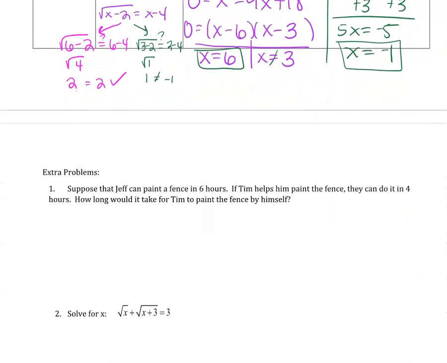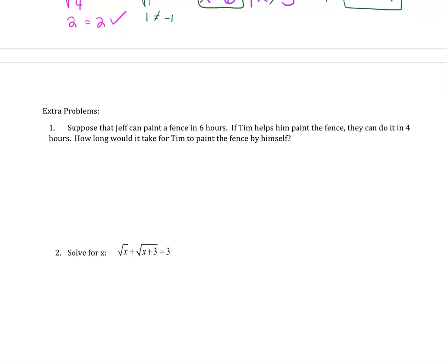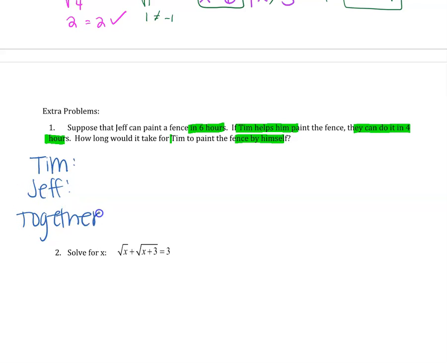All right, extra problems that we talked about. Working together problems. Suppose that Jeff can paint a fence in 6 hours. If Tim helps him paint the fence, they can do it in 4 hours. How long would it take for Tim to paint the fence by himself? So our working together problems, I like to list out my info. I've got Tim, Jeff, and when they work together.